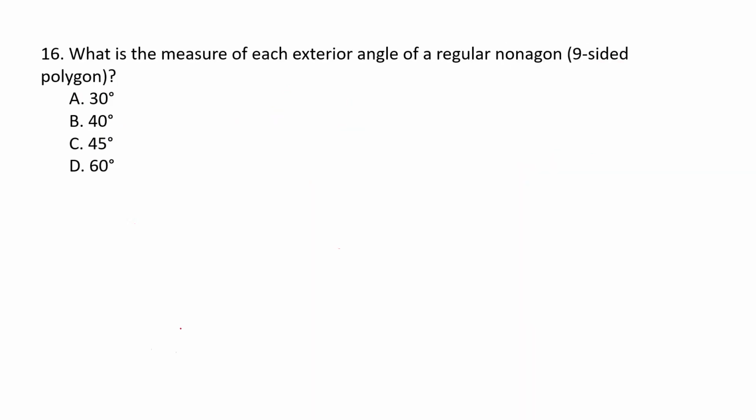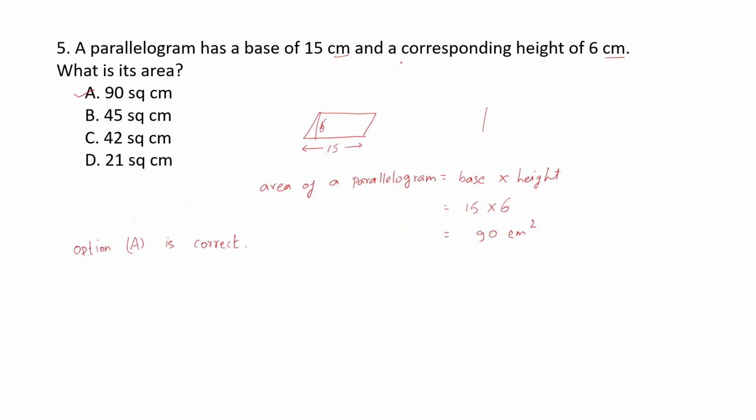Next problem. What is the measure of each exterior angle of a regular 9-sided polygon? 9-sided polygon means it will have 9 sides. Just try to draw it. So this kind of shape, all sides are equal. The measure of each exterior angle is asked. So let's see the formula for exterior angle.